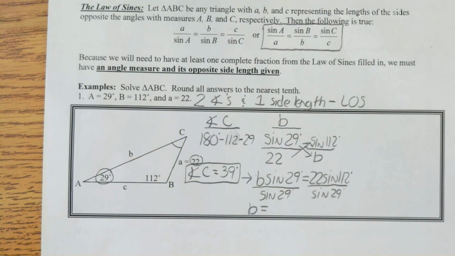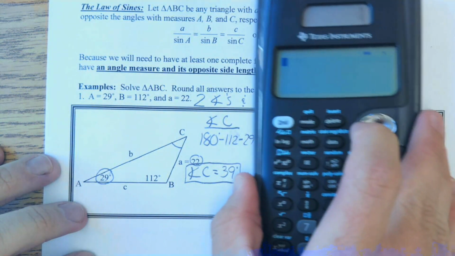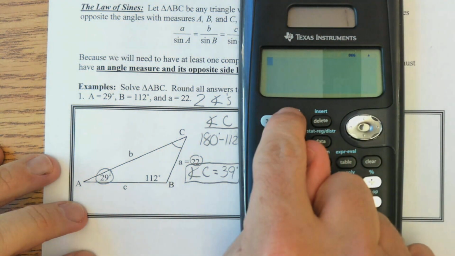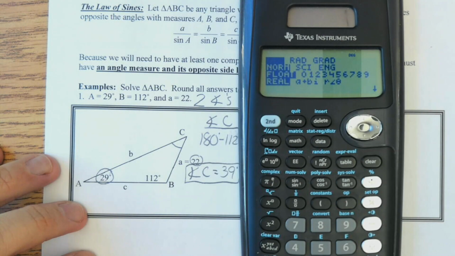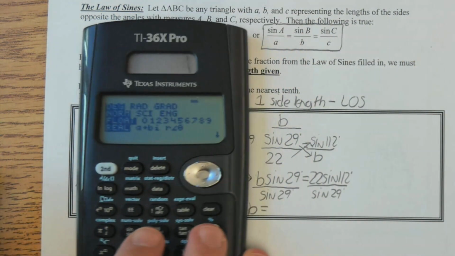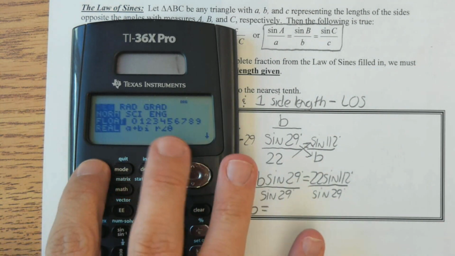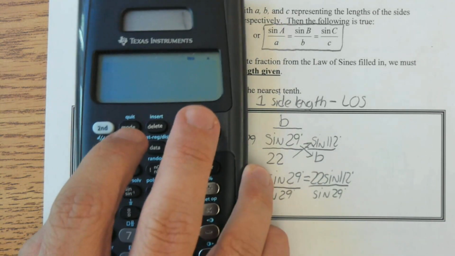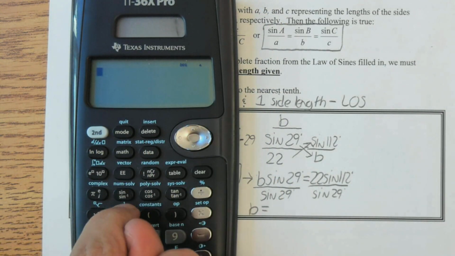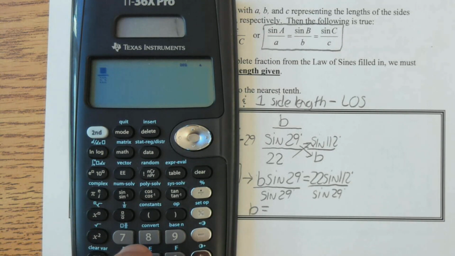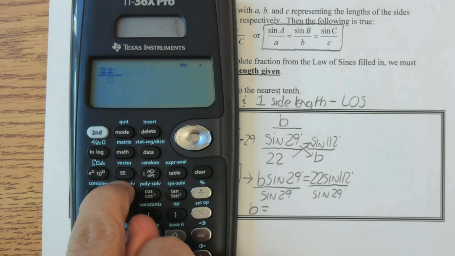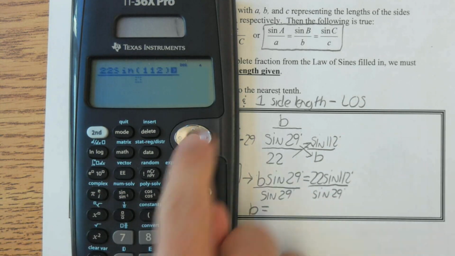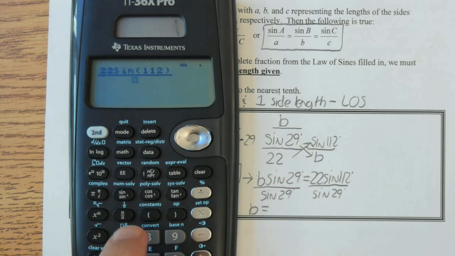And now this is how I'm going to do it. I'm going to plug it in my calculator. Now, guys, please make sure mode is in degrees. This whole unit, we will not be using radians whatsoever. Okay, so I second clear, I go fraction button, and I'm going 22 sine 112, close parentheses, all over sine 29. I hit enter, and there we go.